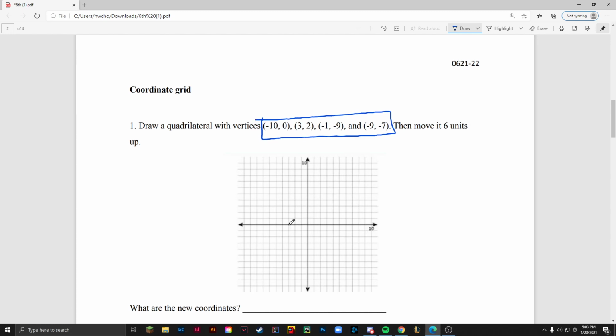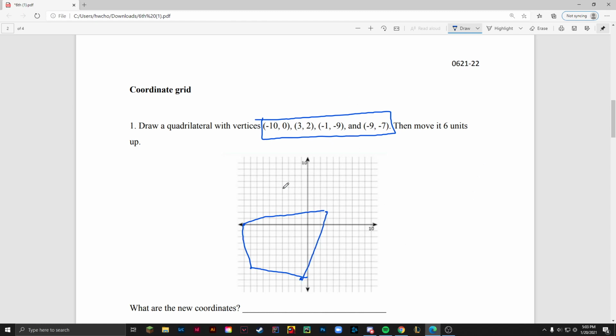-10, 0. So we count out 10 squares. -10 by 0, so you move 0 in y. Then x is going to be 3, y is going to be 2. X is going to be -1, y is going to be -9. X is going to be -9, y is going to be -7. If we connect it like this, like this, like this, like this, we get our quadrilateral.